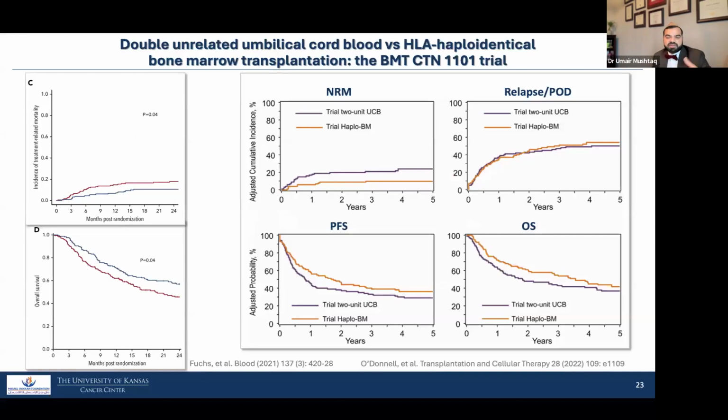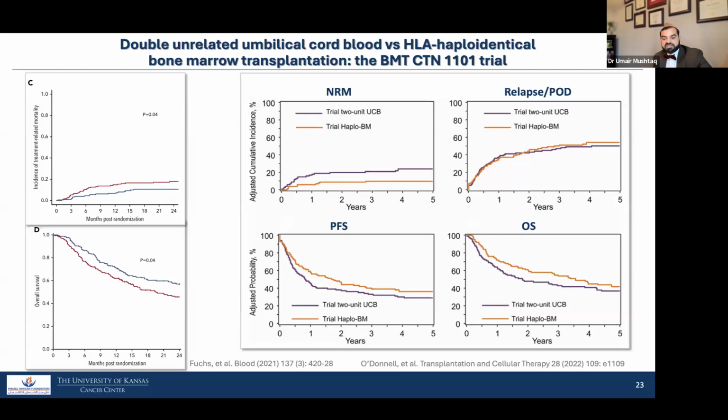This is a Blood and Marrow Transplant Clinical Trials Network 1101 study that looked at double umbilical cord blood versus a haploidentical transplantation. And the haploidentical bone marrow transplantation was better than double cord blood transplant. As you can see, the orange line here represents haplotransplant, the purple line represents cord blood transplant, and non-relapse mortality is better, progression-free survival, overall survival, all of that is better. Relapse is the same because that's a function of underlying disease.